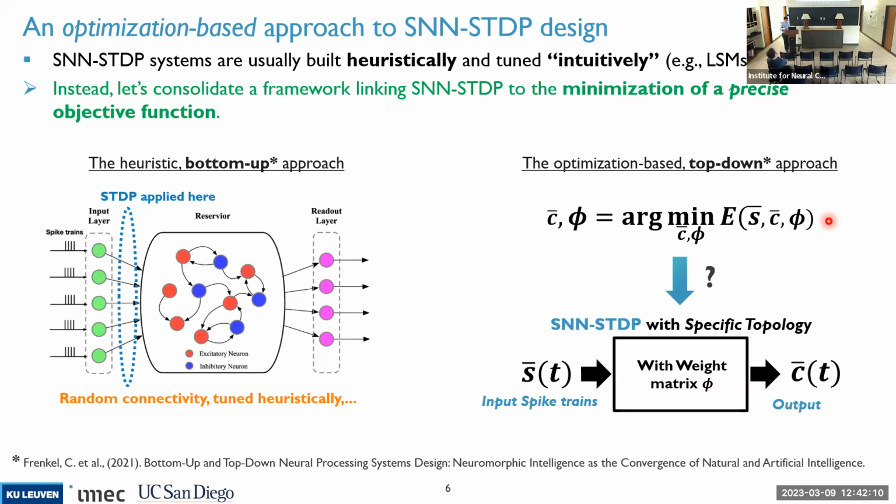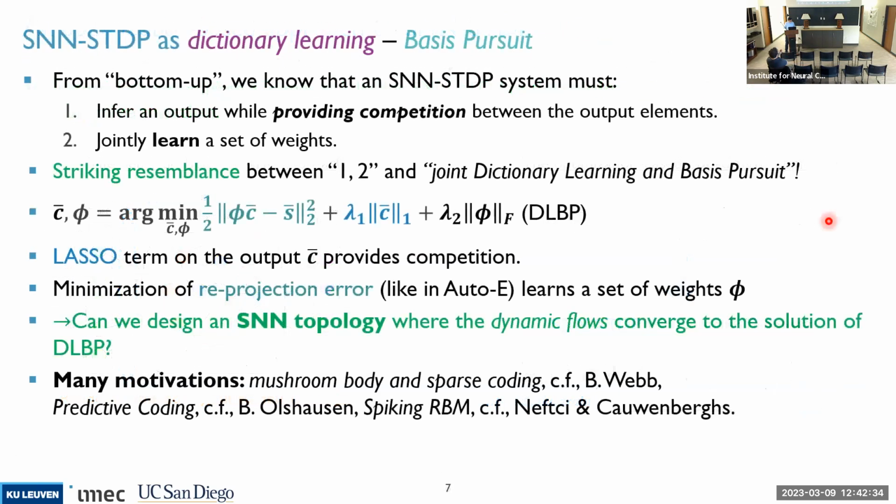As you will see in the next slides, we have two questions that we need to answer. First, how to choose a sound energy function for this problem. And secondly, how the minimization of the energy function relates to the specific topology or architecture of the underlying SNN STDP substrate that solves this minimization problem. So first, let's choose a sound energy function for our problem.